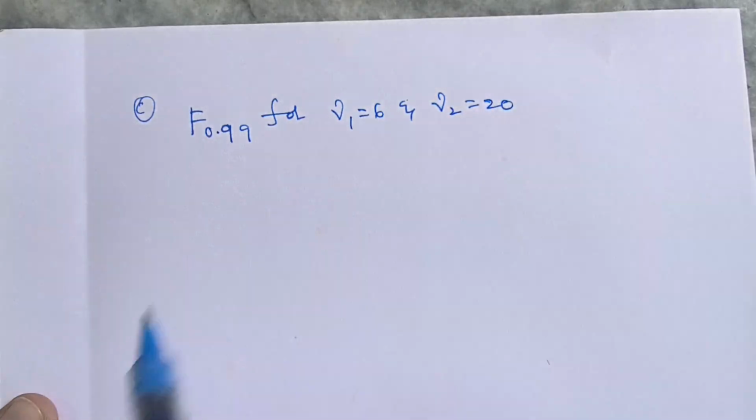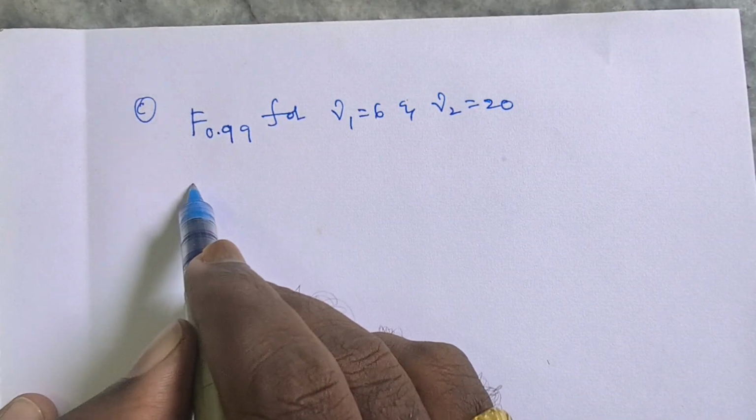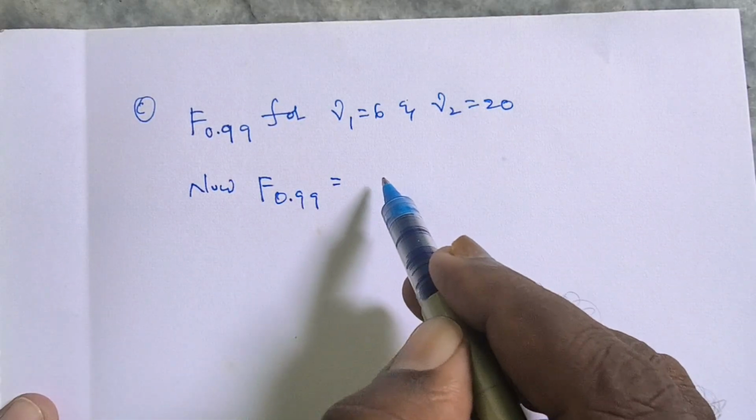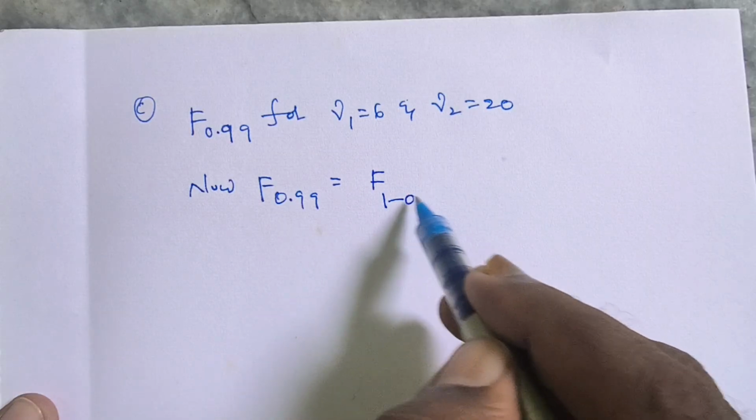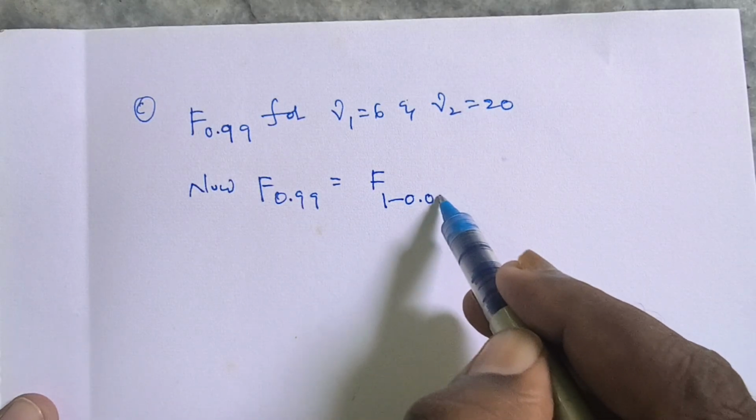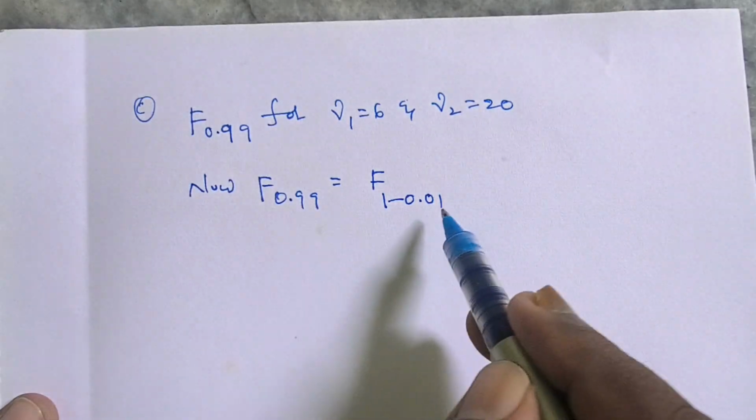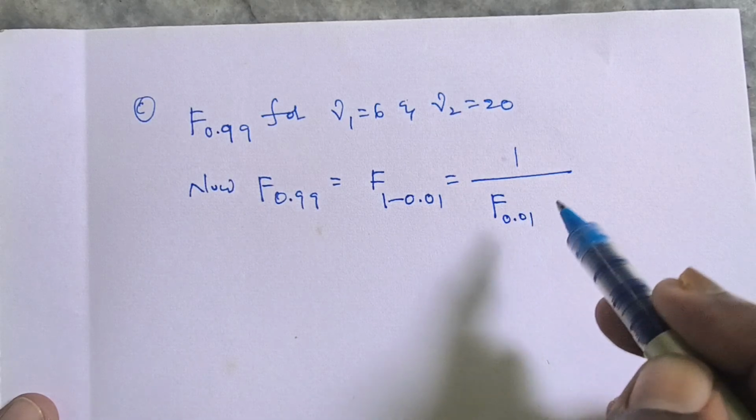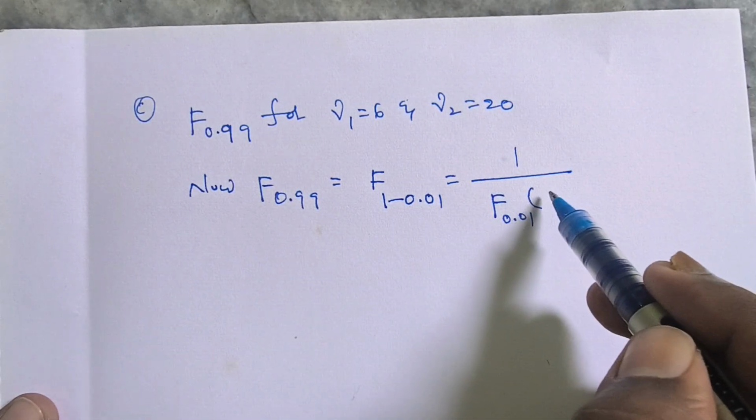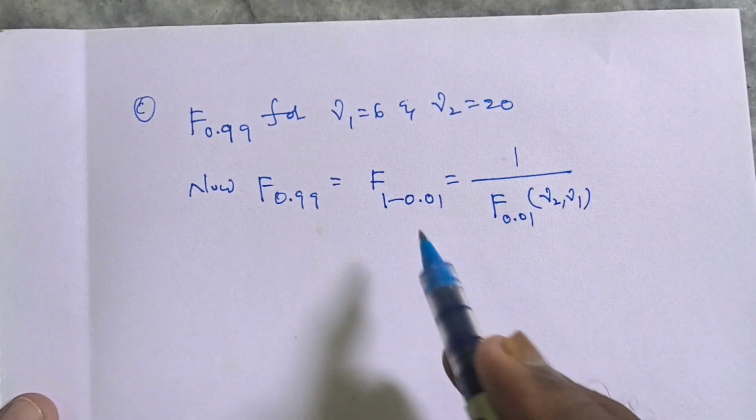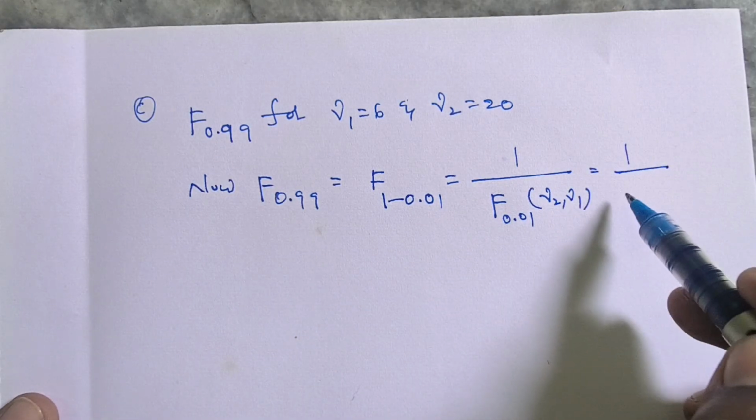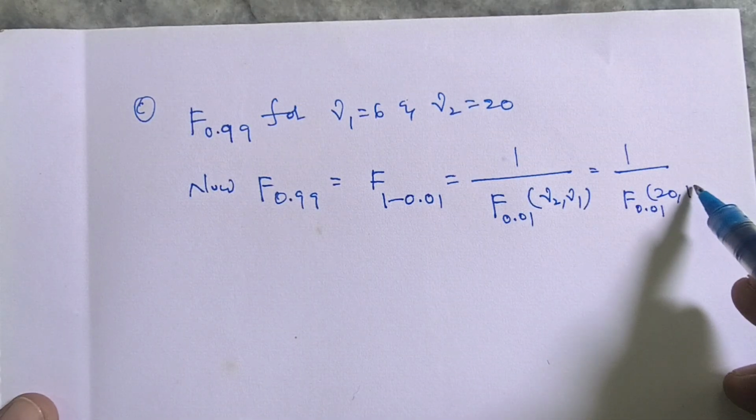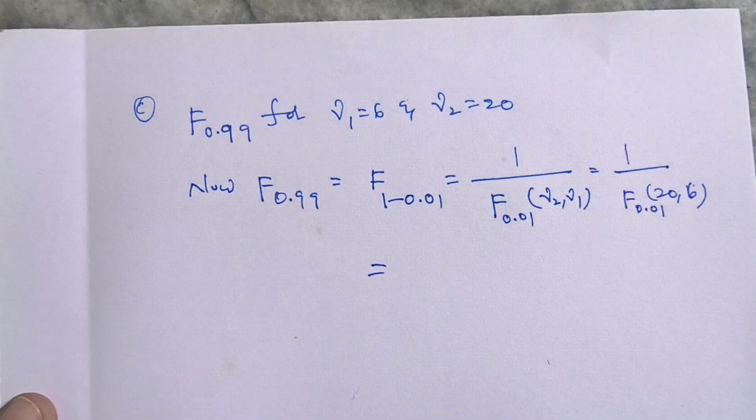And the third problem is to find F 0.99 for nu1 equals 6 and nu2 equals 20. So the same formula is used as in the above subproblem B. We have alpha value 0.99, the greater value. So it can be written as F 1 minus 0.01, which equals 1 by F, here alpha is 0.01, 0.01 with nu2 comma nu1. So F 0.01 with nu2 is 20 comma nu1 is 6, by using the formula above.